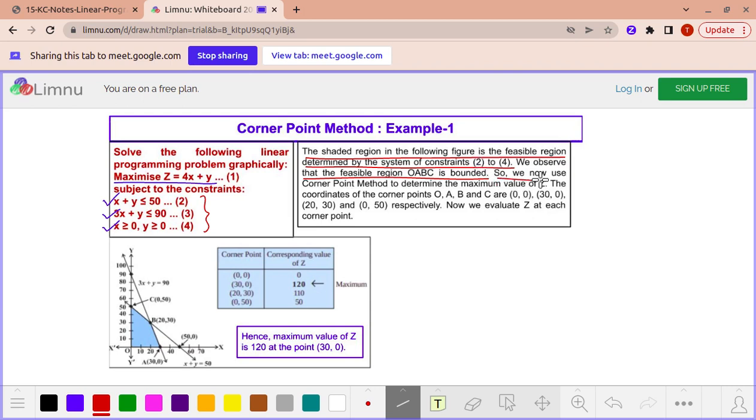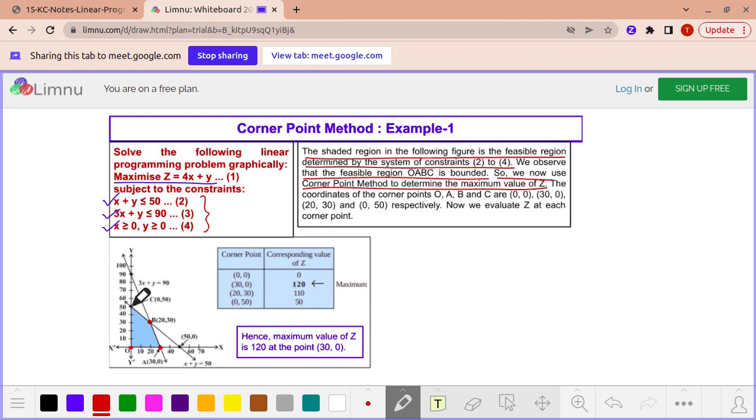So, we now use the corner point method to determine the maximum value of z. What does it mean? First, we need to find the coordinates of these points. What are the points? The coordinates of the points where all these 4 lines, x plus y less than or equal to 50, x plus y equal to 50, 3x plus y equal to 90, x equal to 0, y equal to 0, intersect.